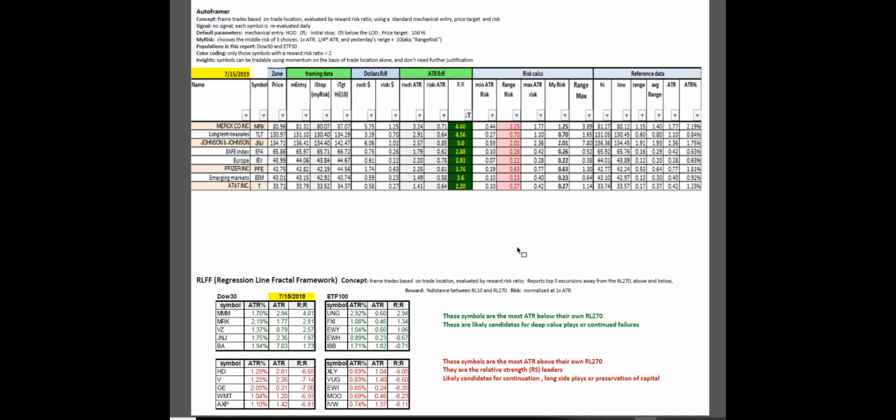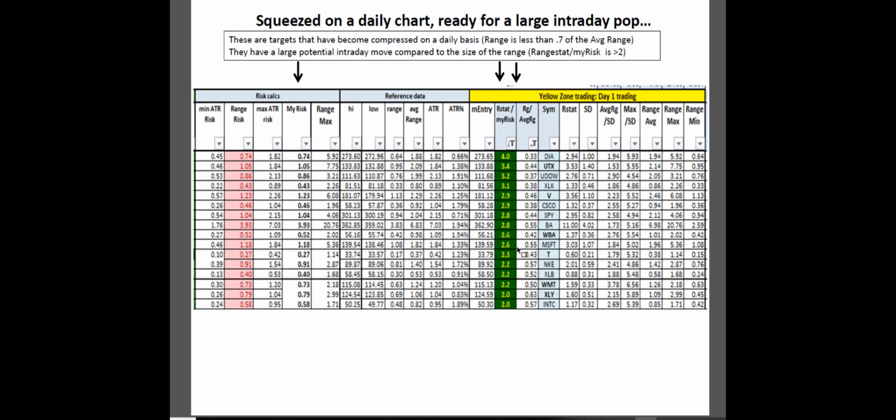So that's the RLFF. The daily squeezes: these are symbols whose compression of their range today compared to their average range means that if you get a mechanical entry, either long or short, and simply trail it with the size of the daily range, it just moves a range stat, the maximum reasonable intraday move. That's the kind of reward to risk multiple you get.